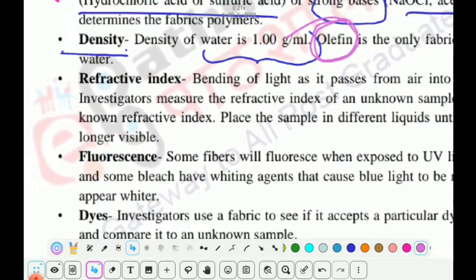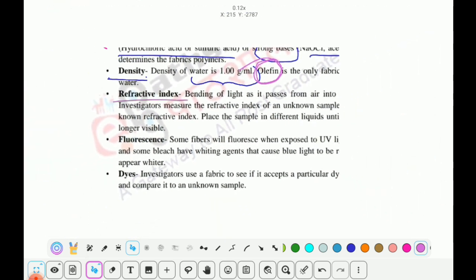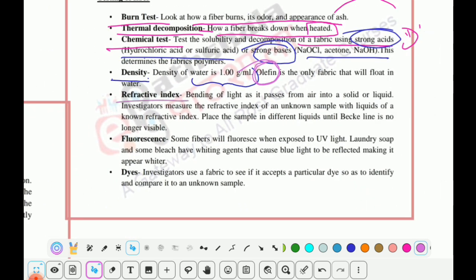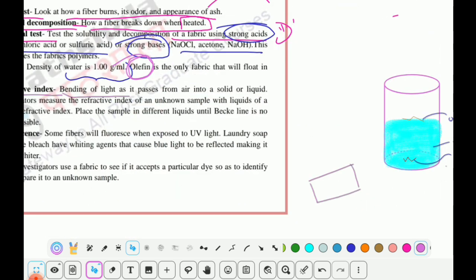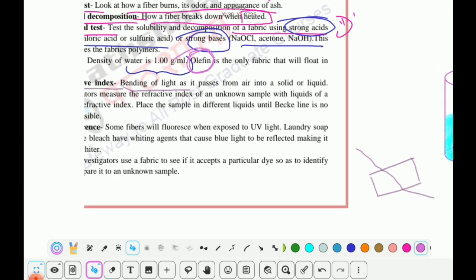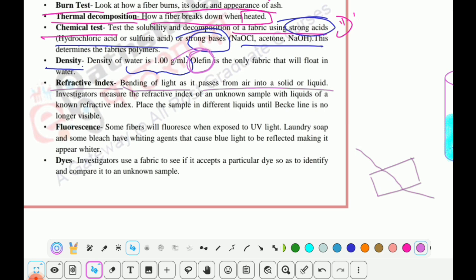Now, refractive index test. Now, what is refraction? When light travels from one medium to another, some sort of bending will be observed. When it travels from the denser to the rarer medium or from the rarer to the denser medium, the same thing happens when we do this refractive index test. Bending of light when it passes from one medium to another is what I've explained to you.